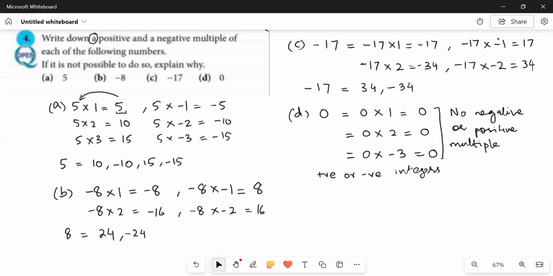Or you can write that since 0 is a whole number, and by definition a multiple is any number that results when a whole number is multiplied by a counting number, if we multiply 0, a whole number, by any counting number such as 1, 2, 3, and so on, the result will always be 0. And 0 is neither a positive nor a negative multiple. So we couldn't have a positive or a negative multiple in this case. Okay, students.